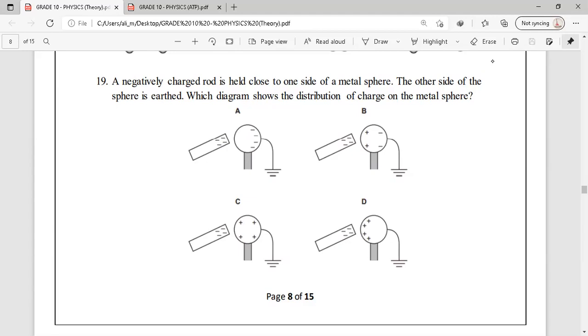So one thing to note is that whenever ground or earth is connected at any point, the charge cannot stay at that point. The ground always neutralizes the end where it is connected. So here, as we can see, ground is connected, but there is still negative charge there. Similarly, here the ground is connected and positive charge stays on that. So the correct option is option D, that this negatively charged rod repels all the negative charge to the other side, and the ground connected to it will move all the negative charge to the ground. So option D is the right answer.